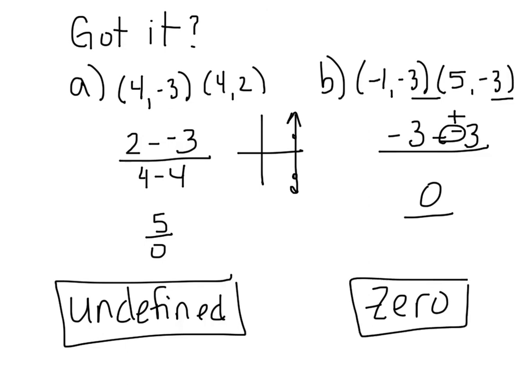Please, this is huge. Right here. Undefined: vertical line. 0: horizontal line. Once again, vertical line, undefined. Horizontal line will give you a slope of 0. Page 171 is exactly what I've already taught you: positive, negative, undefined, and 0.